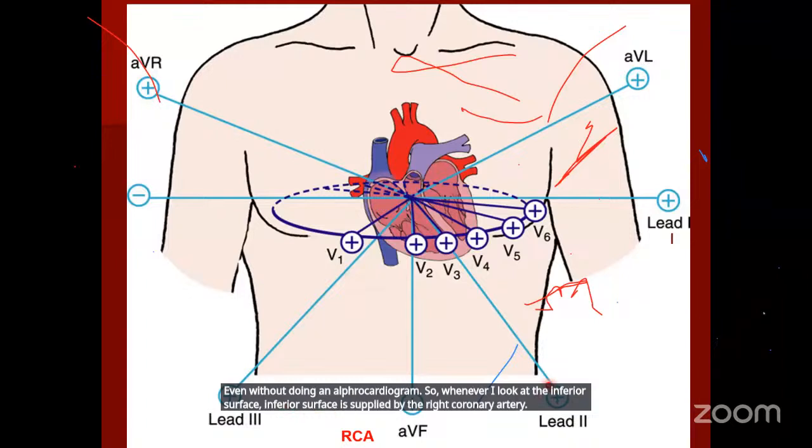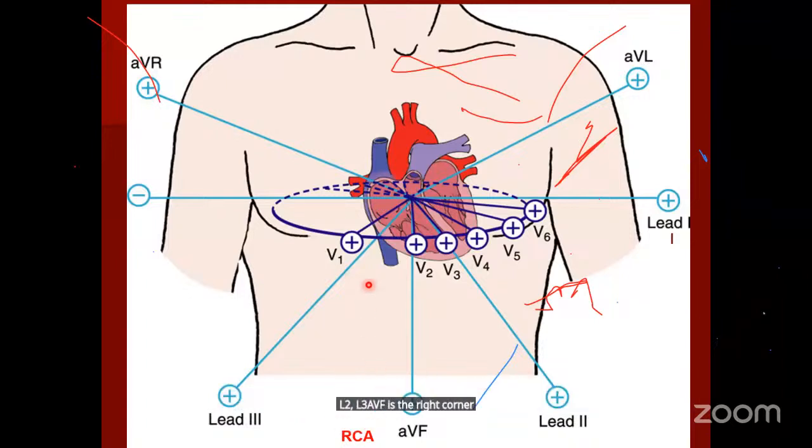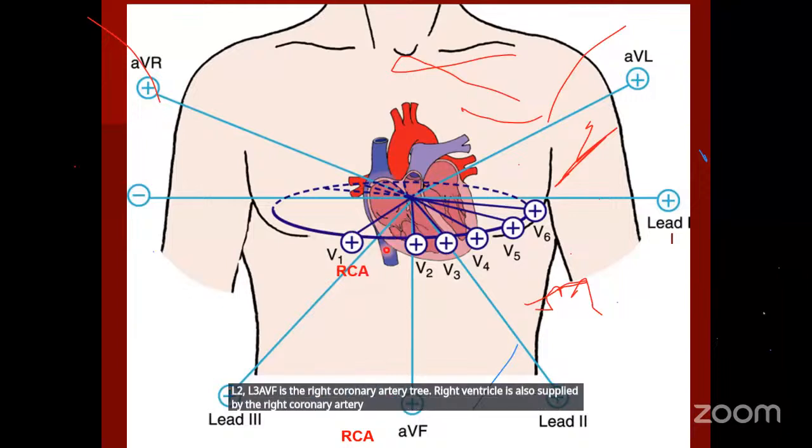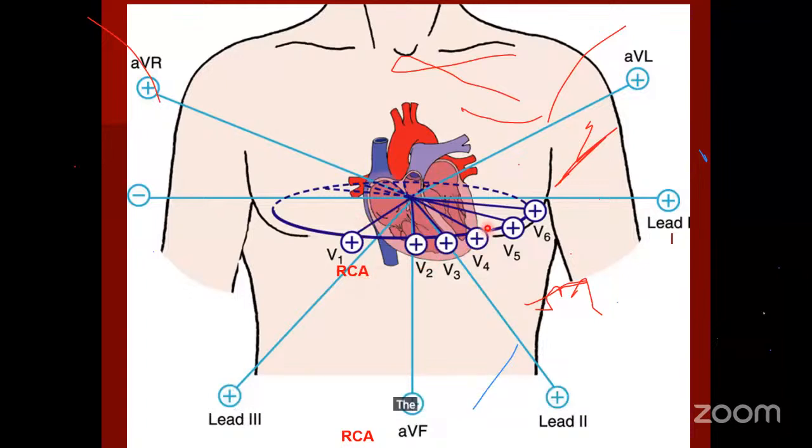L2, L3, AVF is the right coronary artery. The right ventricle is also supplied by the right coronary artery. The anterior surface and the interventricular septum, the most important aspect of your ventricle, is supplied by the most important artery of all, the left anterior descending artery.